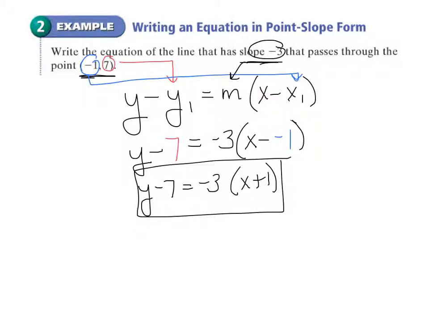But if I said write it in slope-intercept form, you'd have to distribute the -3, move the minus 7 over. If I said standard form, you'd have to move the ax plus by to the left and your constant to the right.